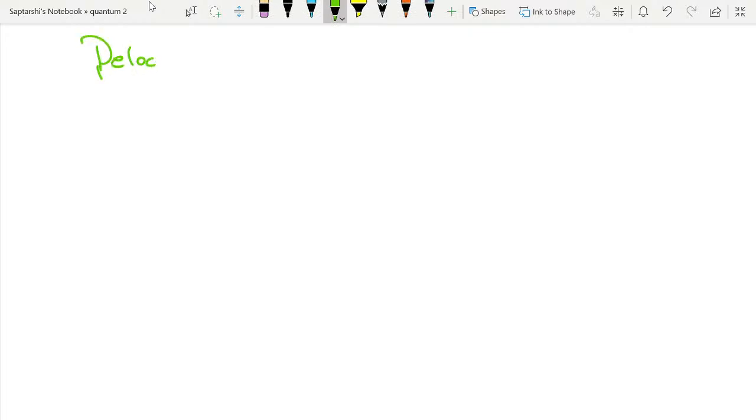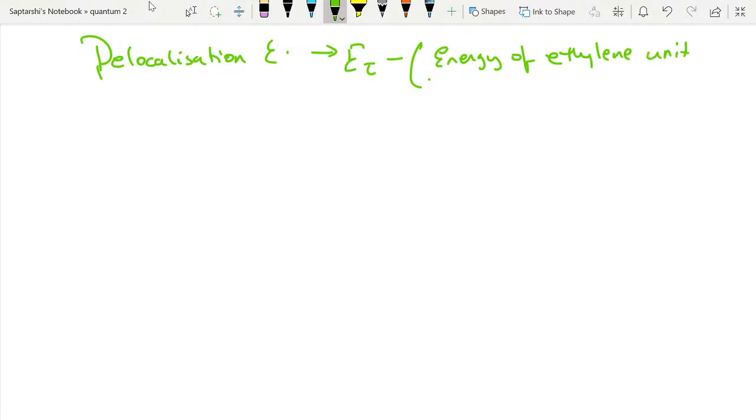Delocalization energy is the total energy minus the energy of the ethylene unit plus the energy of the electron in the pz orbital. The energy of the electron in pz is used only in your allyl radical or your cyclopropenium ion, as you can see. Apart from these two, this is taken as 0.